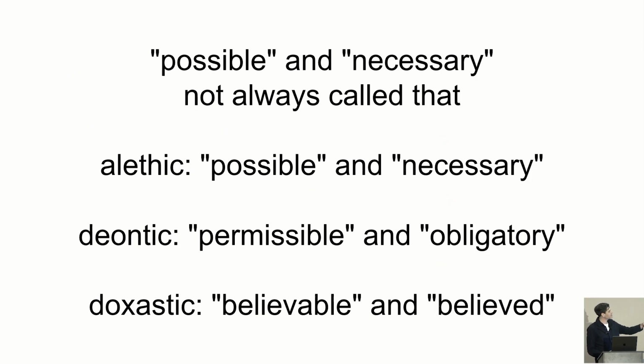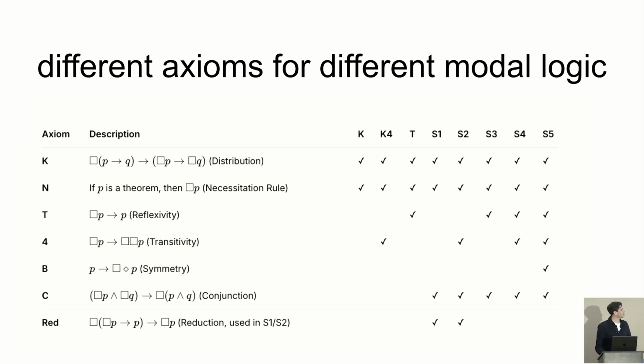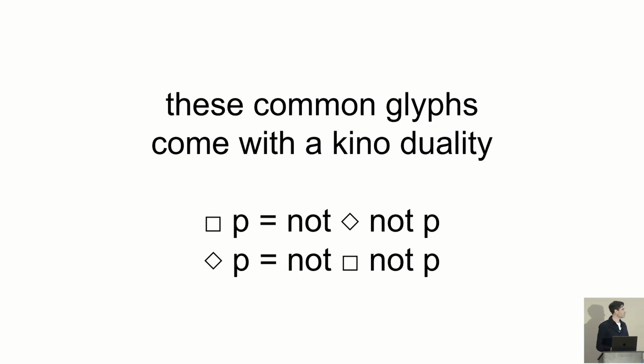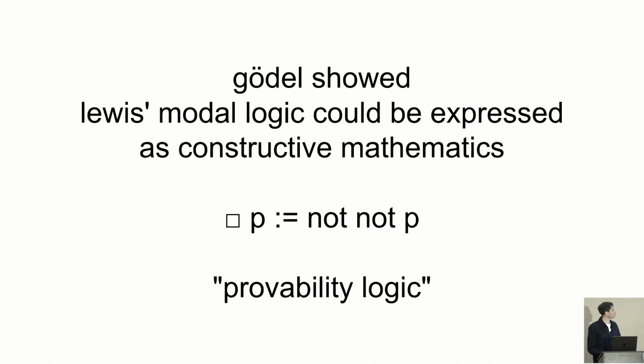So these words, possible and necessary, it's not always that. Maybe in deontic logic, it's permissible and obligatory, or it's what's believable and believed. But what he did find was that despite these differences, he could create different axiomatic structures for all of them, and that they could all share the same symbols for necessity and possibility, which he gave as box and diamond. So these common glyphs now come with this duality, which is box P equals not diamond not P. And you might have seen that kind of duality elsewhere, but it's very cool.